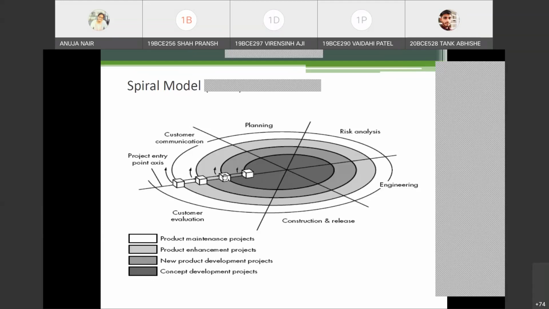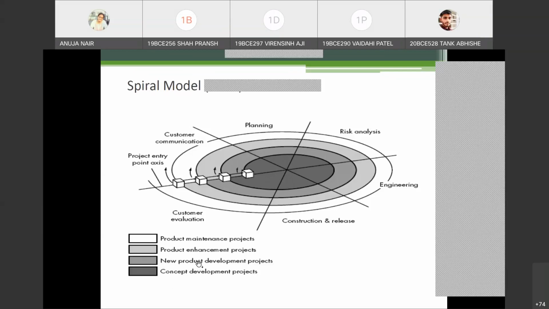Then once this particular milestone is over, right? What is my milestone over here? That first spiral, that is concept development, should be agreed by the customer. It should be passed by the customer. The feedback should be good, right? Then only I can move to the next spiral. Now, what is my next spiral about? So I have developed the concept. Now my next spiral is new product development.